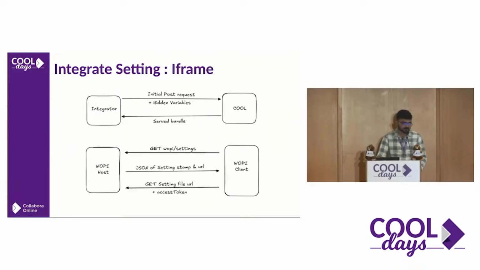So this is the flow of iframe integration, how the iframe looks. When the integrator sends the initial request for an iframe, with some hidden variables, in the sense of POST variables, to Collabora server, the Collabora server sends this bundle. Also the WOPI client gets a request on WOPI settings, which expects some JSON with stamp and URLs, and based on that, we fetch whatever file we want.